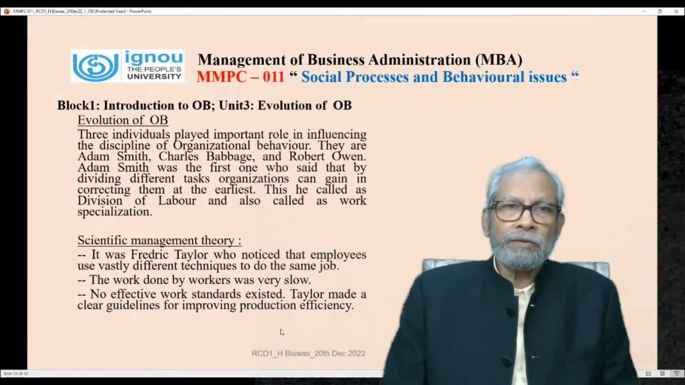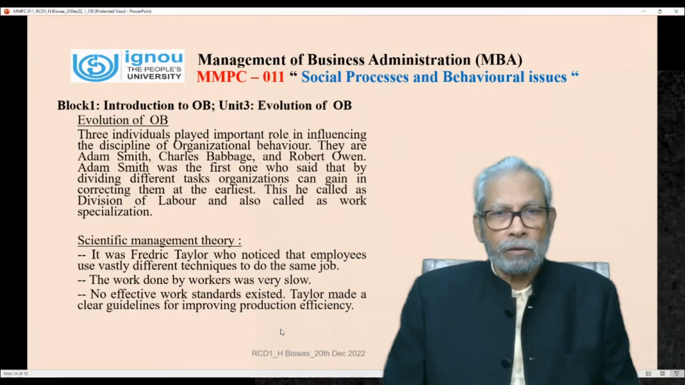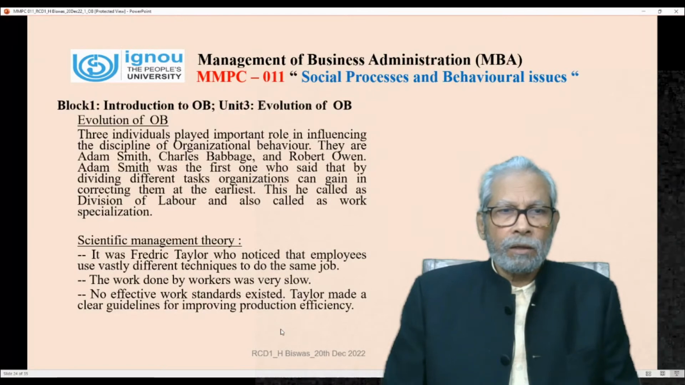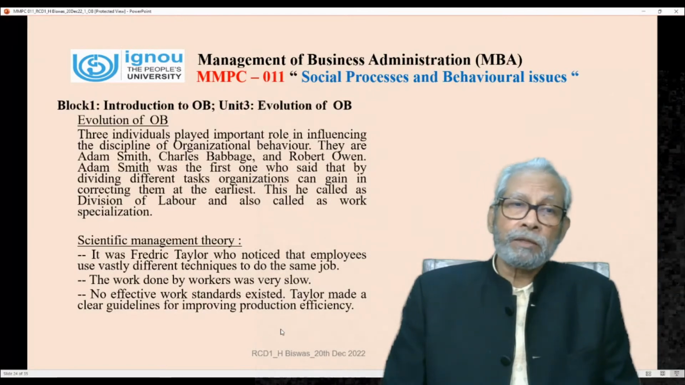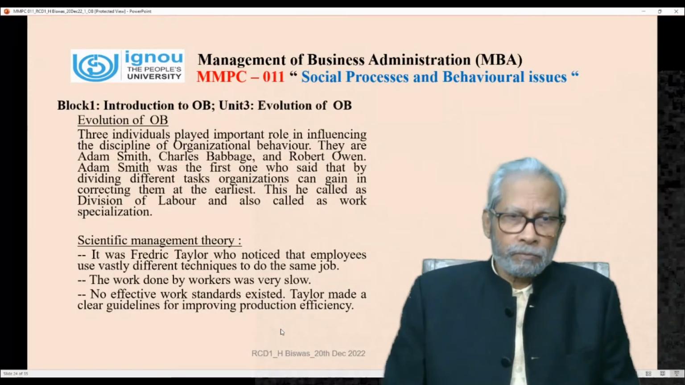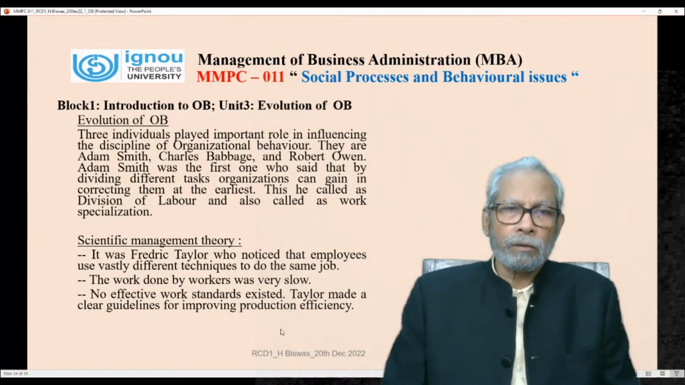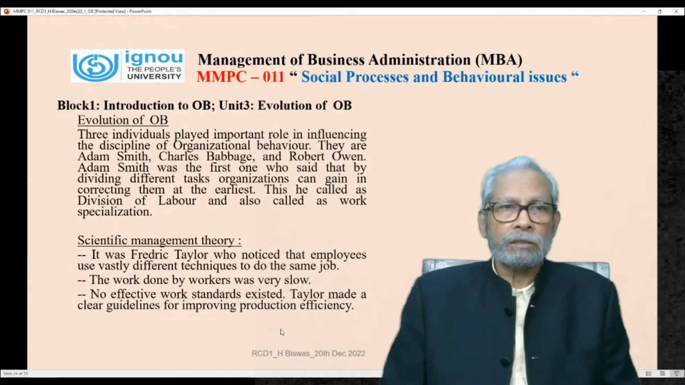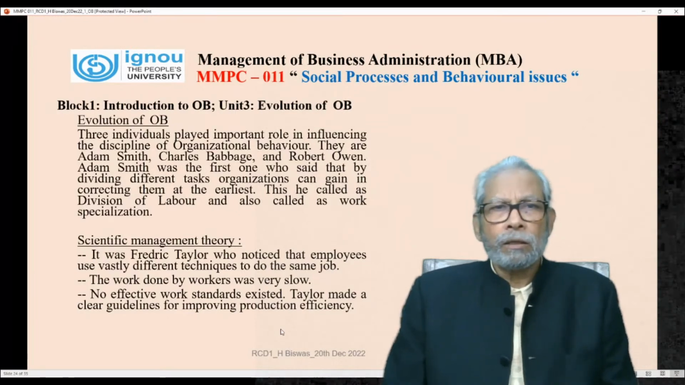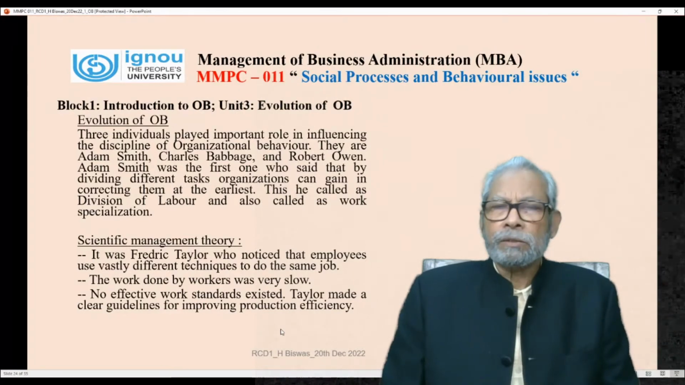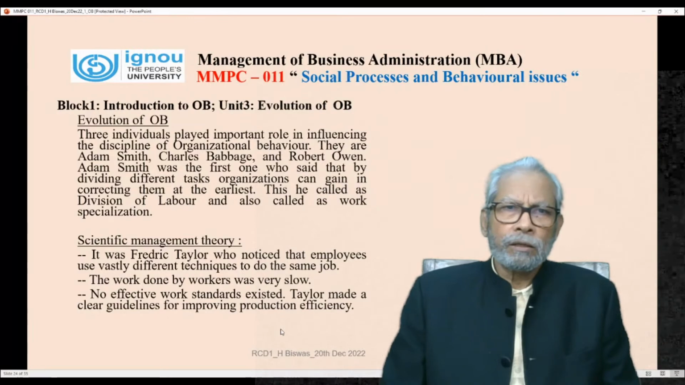They have already identified these things: Adam Smith, Charles Babbage and Robert Owen. Then scientific management theory. Presently, it is important. Most organizations are going as per the scientific reasons, because earlier, whatever theories there were, had some drawbacks; some merits and some demerits are always there. So this is going on.